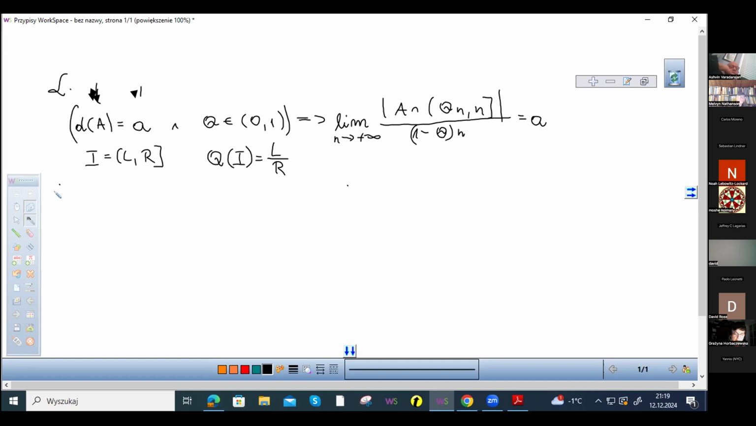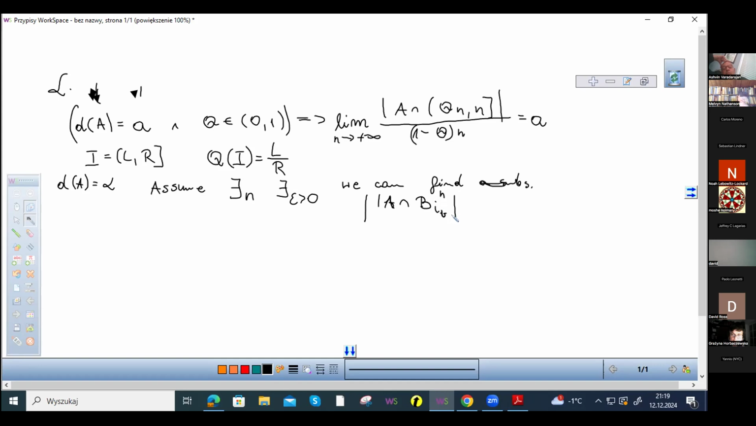I would like to show the proof in one direction at the moment. So we have a density of the set equal to alpha and assume that there is something wrong. Assume there exists a division and there exists epsilon such that we can find a subsequence in our sequence of sets such that when we compare the cardinality of the set A on these chosen intervals of the nth order with the cardinality of this set, we are far from our alpha. We assume that there is something wrong, and we try to find a contradiction.